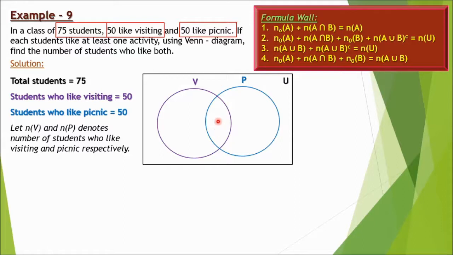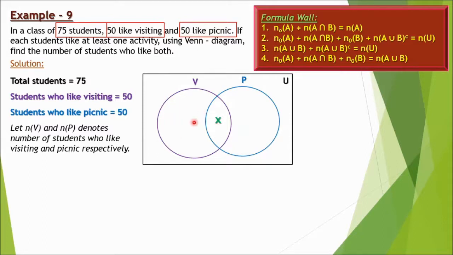If there is a value, then just put the value. If you don't get the value from the question, then just write x. Now do we have a value here? No, we don't, because if you read the last line, it says find the number of students who like both. Both means common. Okay, common interest like visiting and picnic. So we don't have the common value, and we are going to write x there.